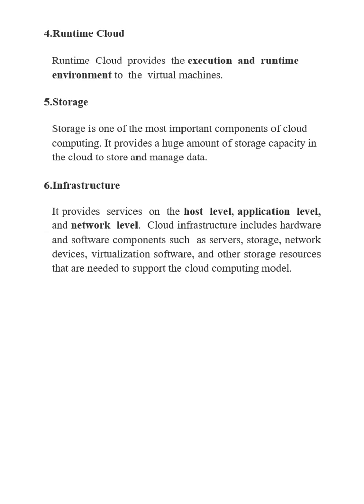Next one, infrastructure. The infrastructure is the one which creates a platform for all the applications to run and be managed. Here we have three types of levels: host level, application level, and network level. Cloud infrastructure includes hardware and software components such as servers, storage, network devices, virtualization software, and other storage resources that are needed to support the cloud computing model.